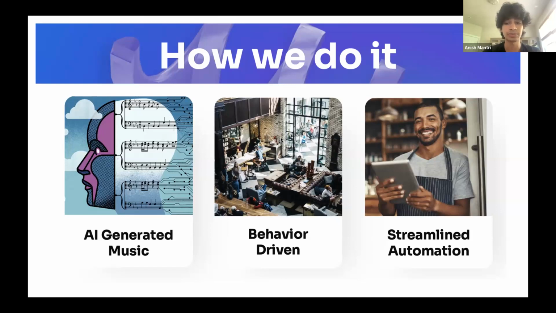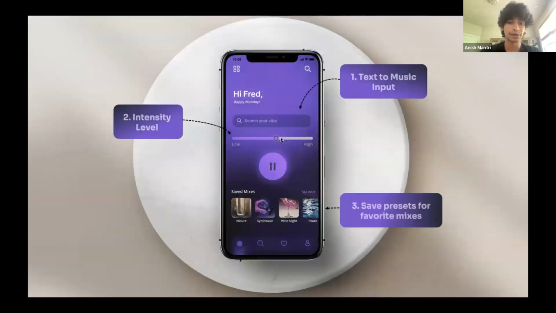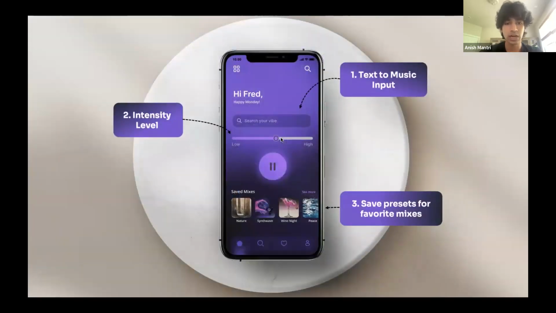Finally, our product is streamlined and automated, and all of its functionality operates through our mobile app. This is what our home app interface looks like. So firstly, at the top right here, we have our text to music input, and this allows managers to easily type and generate whatever music fits their setting. Second, on the left here, we have our intensity level. And with this, you can adjust songs in real time through a blend of tempo, timbre, and instrumentation. And this is what really drives the behavioral aspect of our product, along with our use of brainwave frequencies.